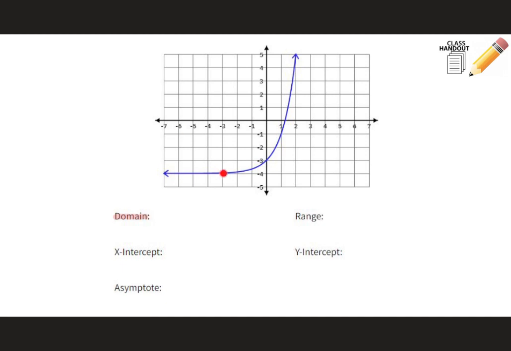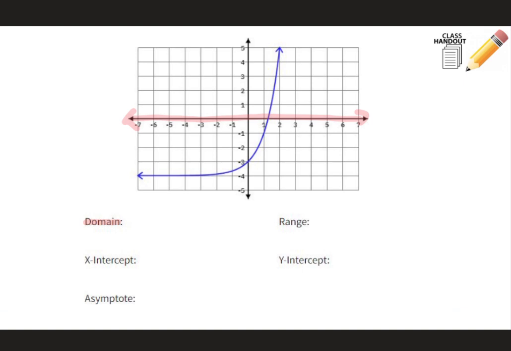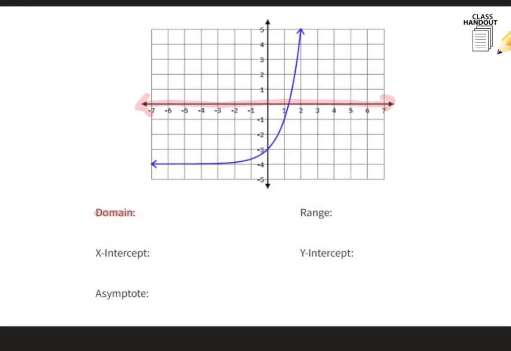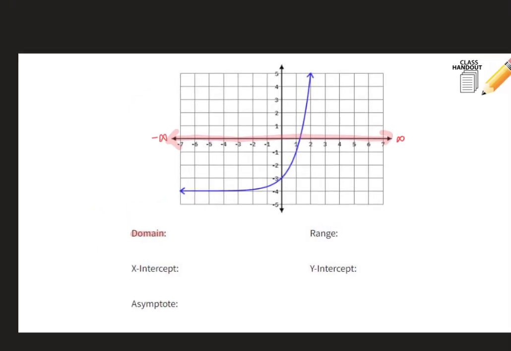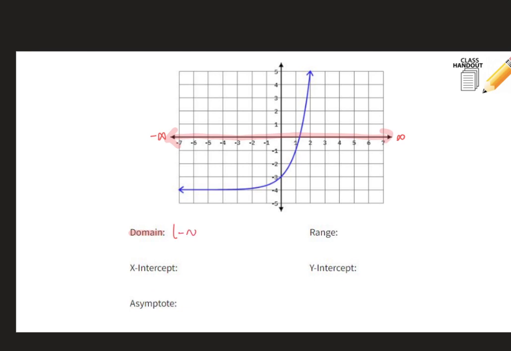Whatever the equation is of this particular graph, we can plug in whatever x value we want, and we're going to get a y value, which means that this exponential function has every single x value. The way that we say that in math would be from negative infinity to positive infinity. Remember, positive infinity is on the right, negative infinity is on the left. So for the domain, we're going to say negative infinity to positive infinity because we can plug in any x value and we will get a y value.